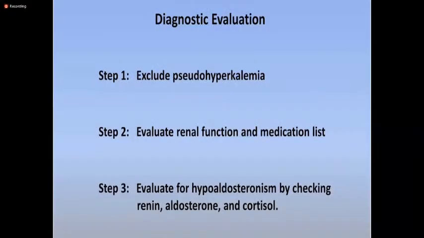So how do you approach such patients? First of all, you want to rule out any pseudohyperkalemia. So you watch out for your technique and any of the other causes that we've talked about. You want to review the patient's list of medication and of course their renal function. If they're in end-stage kidney disease, then most probably that is a cause of the hyperkalemia. And you also want to evaluate for hypoaldosteronism by checking their renin levels, aldosterone levels, and the cortisol level.